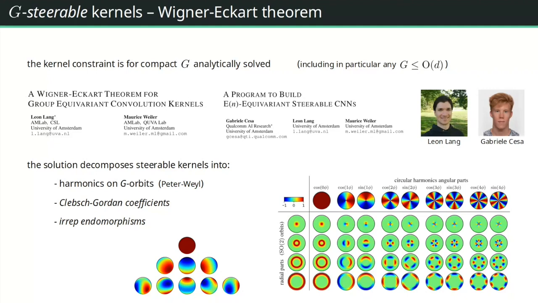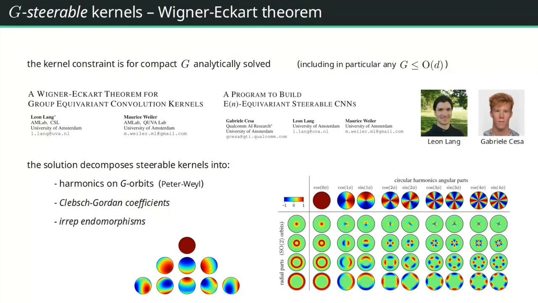And it was actually Leon Lang, a master student of mine, who is a very proficient mathematician, who wrote this first paper formalizing this Wigner-Eckart theorem. And Gabriele wrote another paper which extends that a little bit, and he implemented it also in our library. So now we have all orthogonal groups implemented in our library. For all representations you can choose, we know how to build these G-steerable kernels. And I can't go into details, since that would take me another hour to explain this Wigner-Eckart theorem.